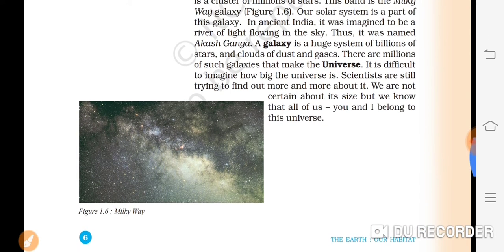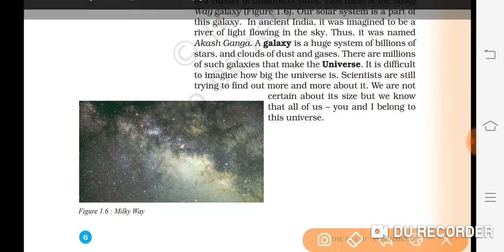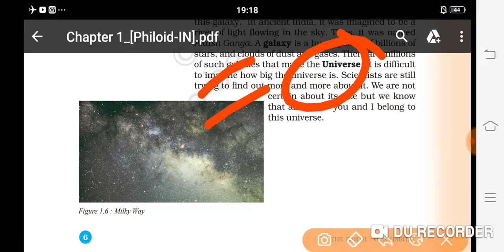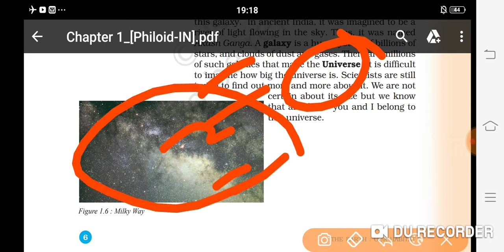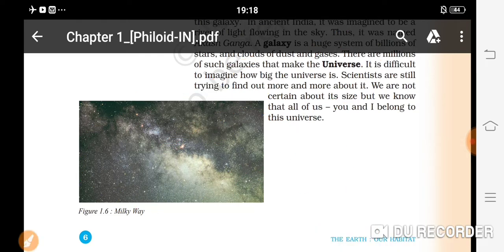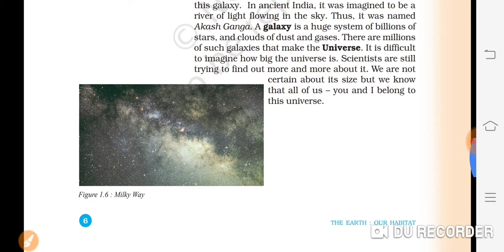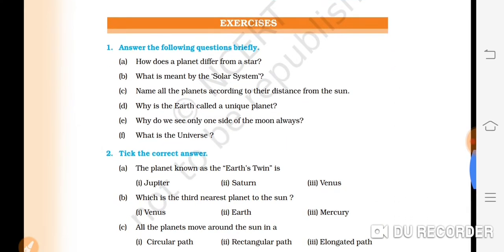A galaxy is a huge system of billions of stars and clouds of dust and gases. There are millions of such galaxies that make up the universe. So the universe is a very big concept. This is a galaxy, and many galaxies are in one universe. Scientists think there may be many universes. Scientists are still trying to find out more about this, and we are not certain about its size, but we know that all of us belong to the universe. So all the questions are completed. You have to complete these chapters and write some answers.